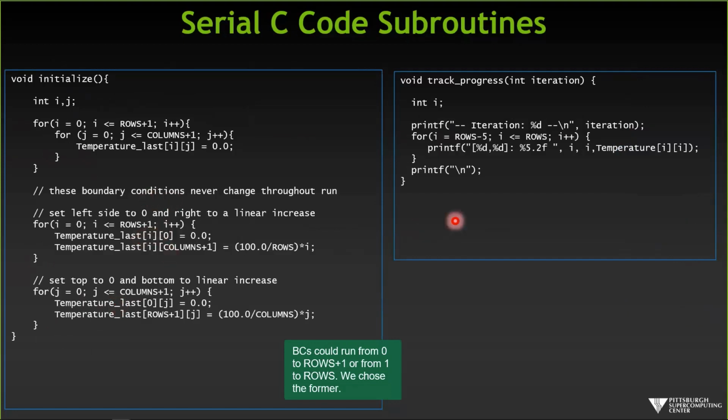The one I just said, print progress, track progress, is just going to print 5 elements out every time it gets called, which is every 100 time steps. And then we have our initialization routine, which sets the temperature of the grid, the metal plate, equal to 0, and also sets our boundary conditions, our heating elements on the edges, which we won't change. So it's very straightforward.